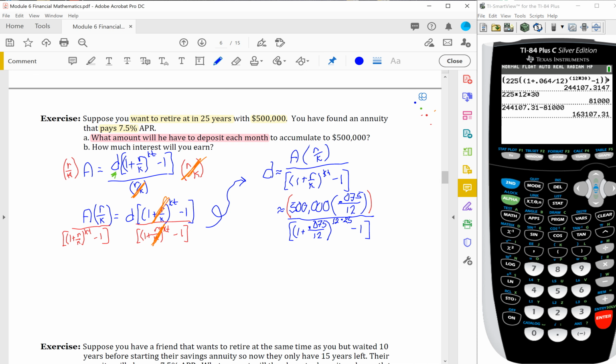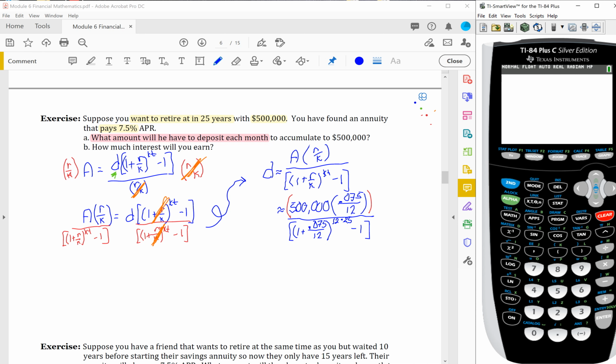So calculator. Let's put our grouping symbol to start the parenthesis. The 500,000 times the 0.075 divided by 12. The first parenthesis there closes off the one that started my interest rate. Another parenthesis will close off the numerator, where I put this parenthesis in front of the 500,000.